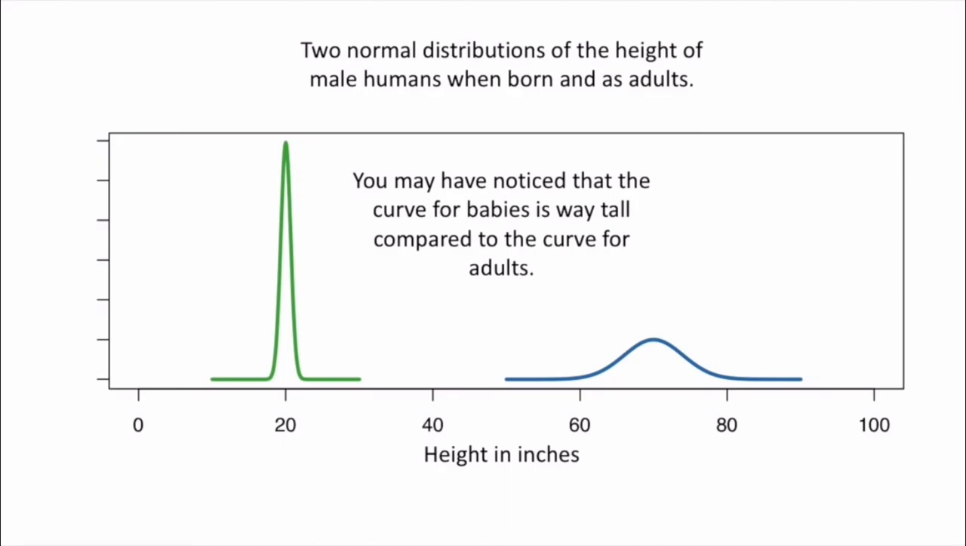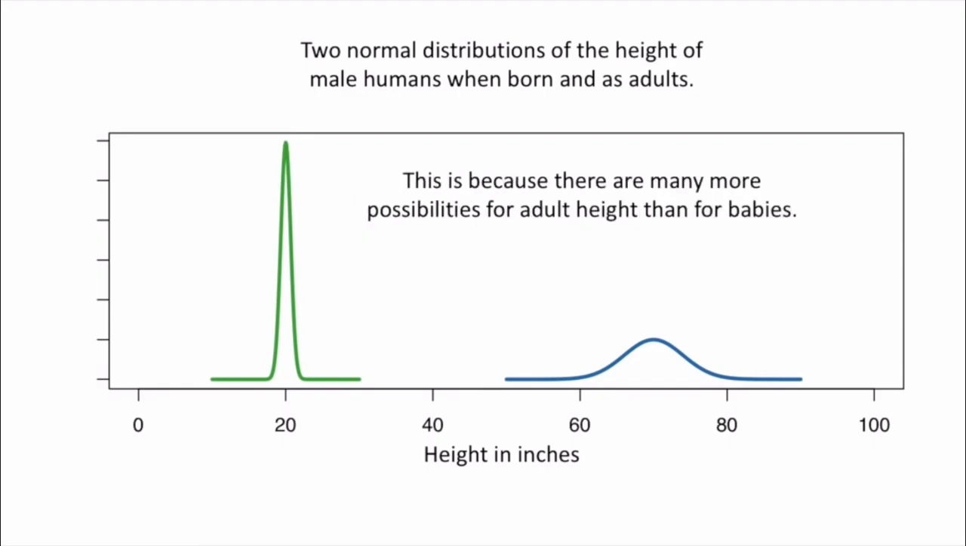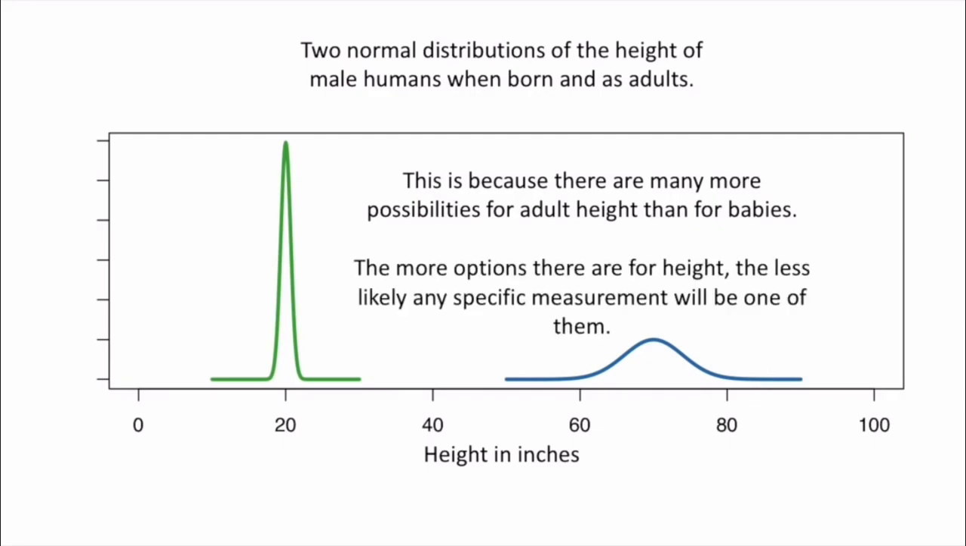You may have noticed that the curve for babies is way taller compared to the curve for adults. This is because there are many more possibilities for adult height than for babies. The more options there are for height, the less likely any specific measurement will be one of them.